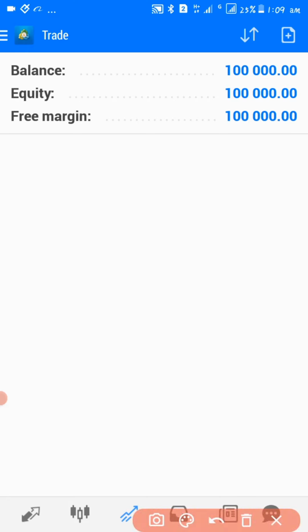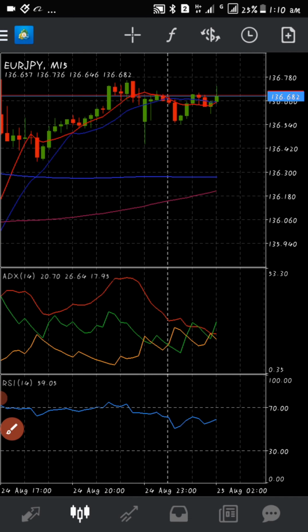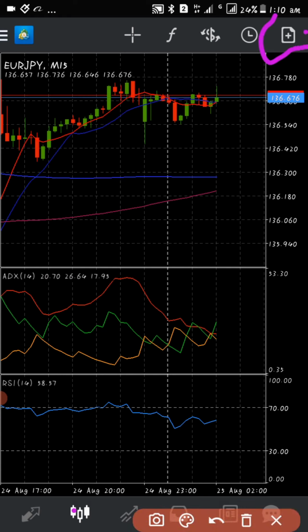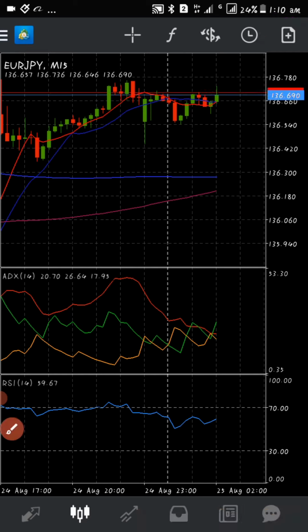For you to place a trade, go back to your chart view, this one here, click on it. Okay, we have this is a Euro JPY, timing is 15 minutes time frame. So to place a trade, you click on this plus icon here. I've explained all those icons in my previous tutorial. If you haven't watched the video, you can go back to part 1 of it, Introduction to MT4, you understand it better.